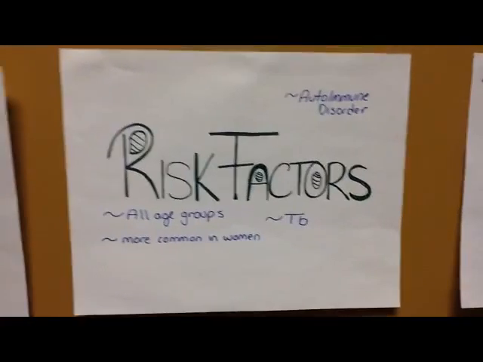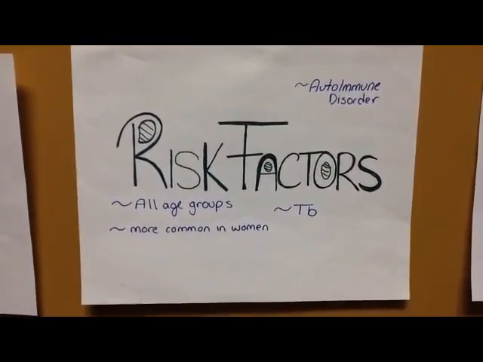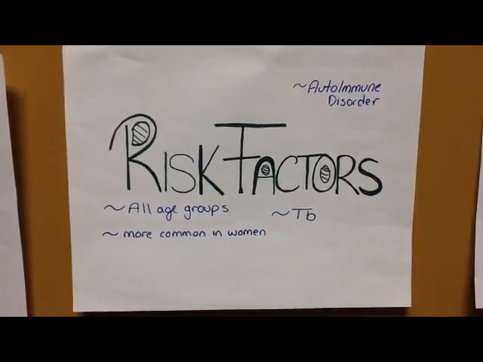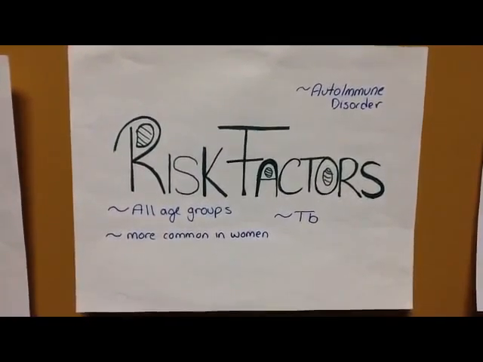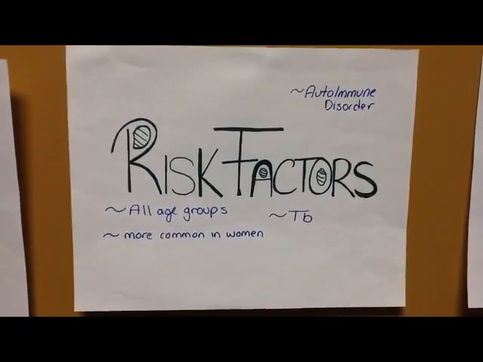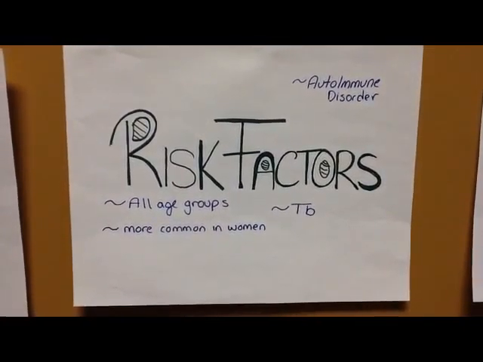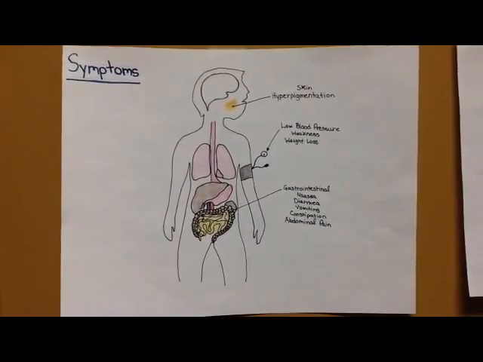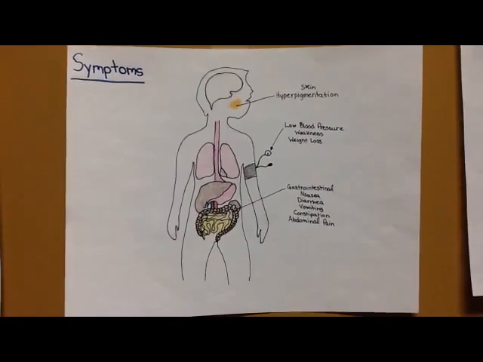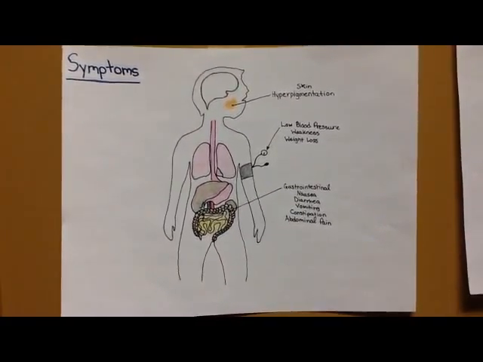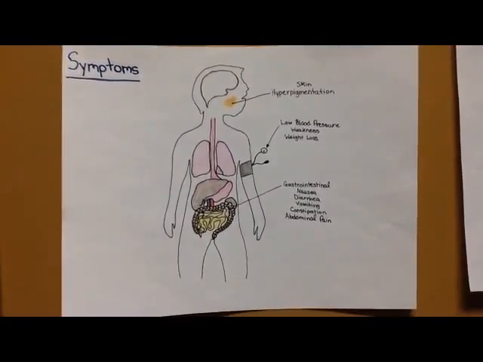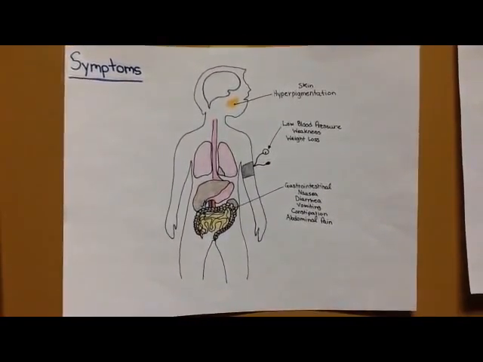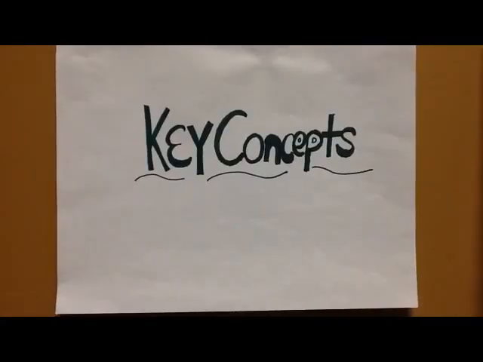Risk factors. Although Addison's can affect all age groups and both men and women, it is more common in women. Tuberculosis puts you at a risk 10 to 15% more. Possessing another autoimmune disorder also puts you at risk for developing Addison's disease. Symptoms. Hyperpigmentation of the skin is because of the decrease of cortisol, which leads to an increase in ACTH. Low blood pressure is because of the insufficient hormone production of aldosterone that helps maintain the blood pressure and balances sodium-potassium in the blood.